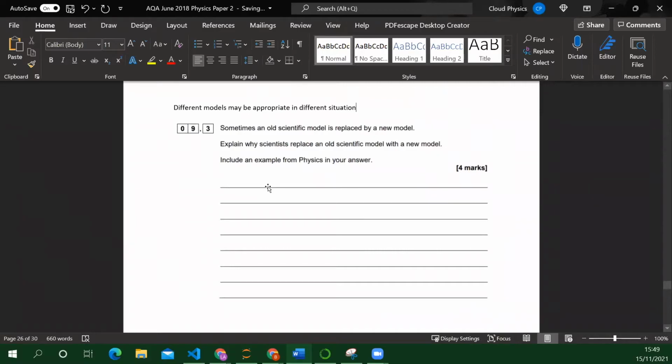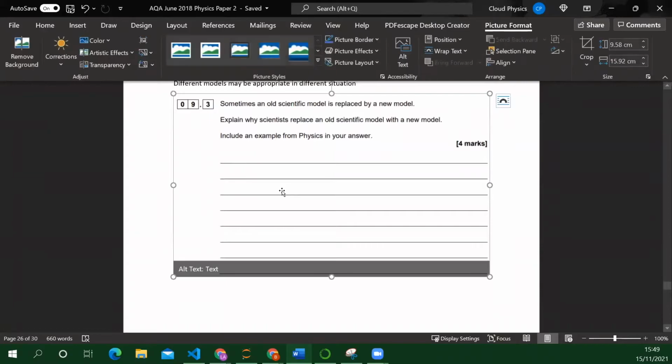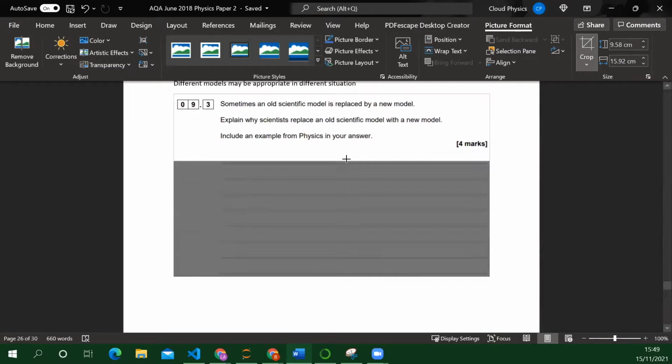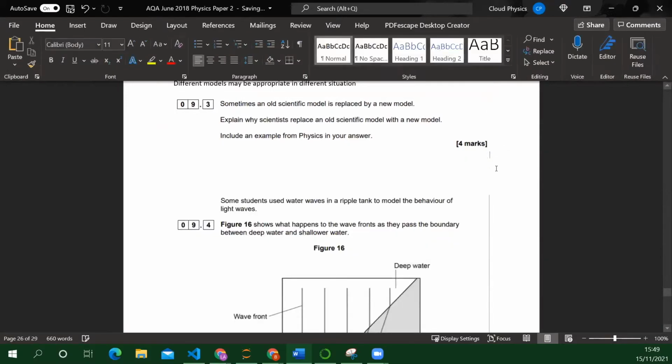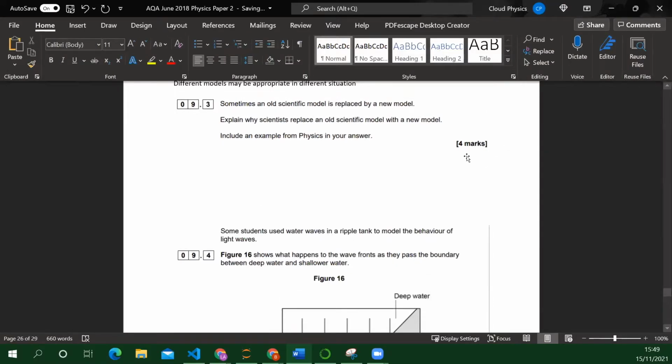Sometimes an old scientific model is replaced by a new model. Explain why scientists replace an old scientific model with a new model. I'm just going to crop this so I have a bit more room. Right, let's make myself a bit of room. Sometimes an old scientific model is replaced by a new model. Explain why scientists replace an old scientific model with a new model. There's lots of model right there, isn't there? Include an example from physics in your answer. Oh, okay, so we get an example here. Yeah, I was thinking that. I thought we were using an example of the other one, really, isn't it?